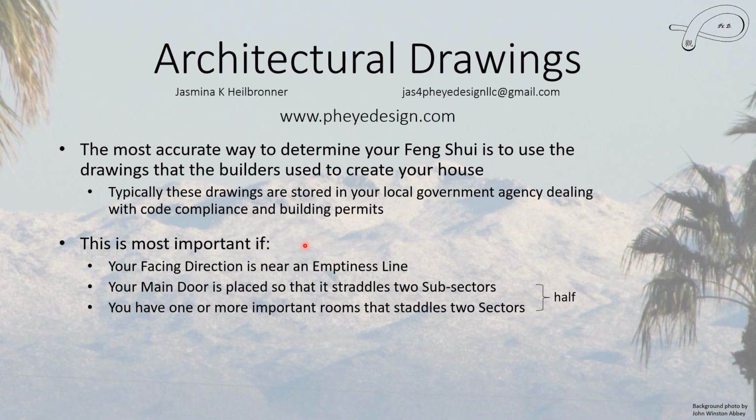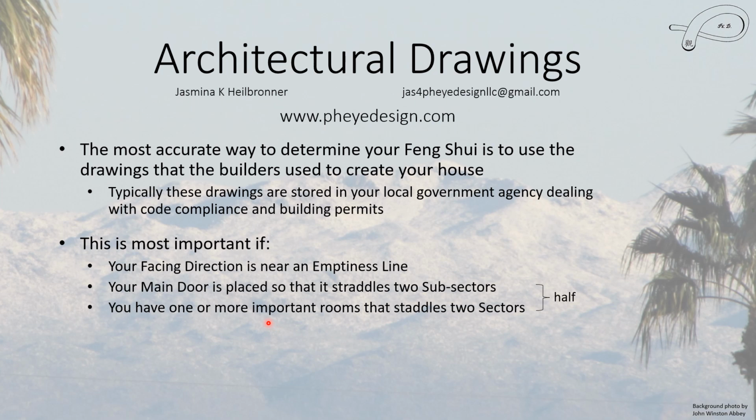There are some conditions where you really do want to use architectural drawings. If the facing direction of your house or apartment, and that would include your balcony, is near an emptiness line, you want to make sure you're not at the emptiness line. The other conditions are if your main door is placed so that it straddles two subsectors, that can be a problem. It's not always a problem, but it can be. And sometimes if you have one or more of the important rooms that straddle two different sectors, that is also a problem. And when I say straddling, I mean it's basically split in half.